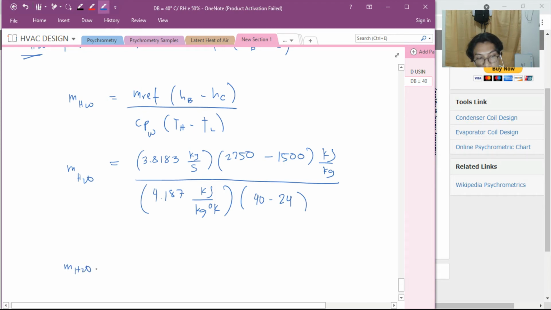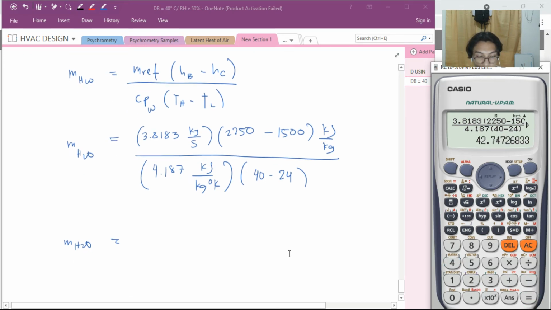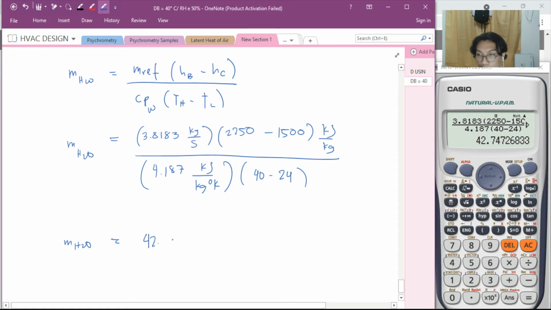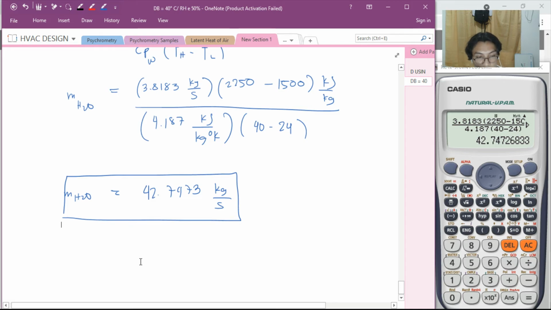Then you can solve now for the value ng H2O. Mass of H2O will be 3.8183 times 2250 minus 1500 divided by 4.187 times 40 minus 24. That is equal to 42.7473 kilogram in every second of supply water. Yan, nasolve mo na. Ngayon, hahanapin naman natin yung mass of air that is introduced to the cooling tower.